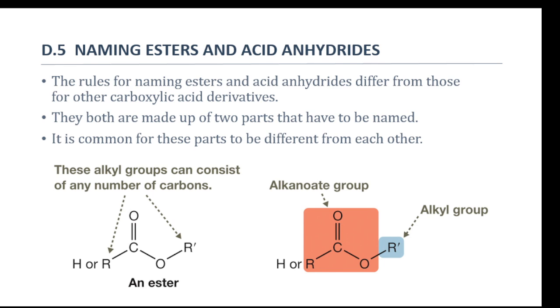They're both made up of 2 parts that have to be named. It's common for these parts to be different from each other, so you very often end up with 2 different parts, and not a di- something, the same thing on both sides. So this right here, we have the alkyl groups. These could be any number of carbons. It doesn't really matter. That's our ester right there.